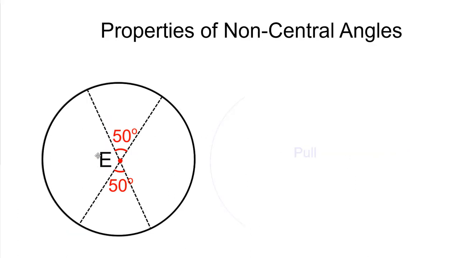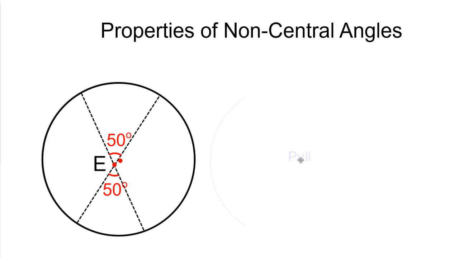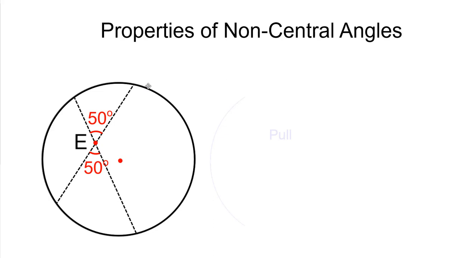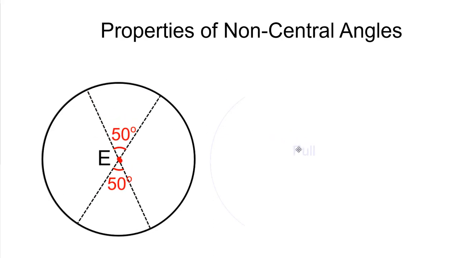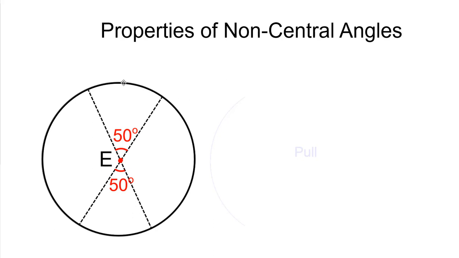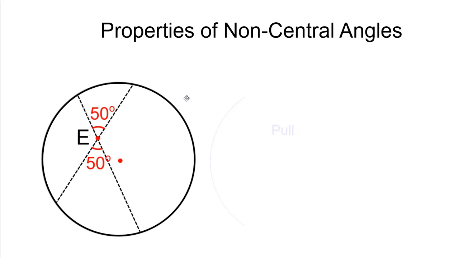All right, so properties of non-central angles. Here we have 50 and 50. Central angles, so both of these would be 50. But as we move them around, what does that tell us about these other two arcs? Well, when we start out in the center, they had to both be 50 degrees, so they added up to 100. But as I move it off center, this one shrank, this one grew.